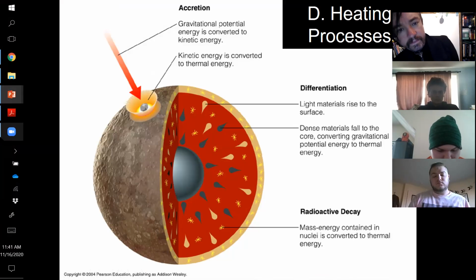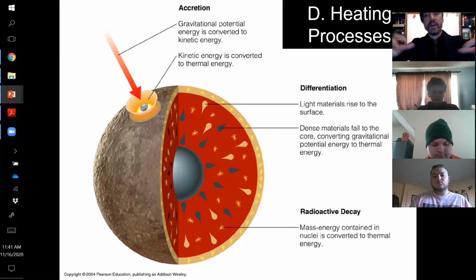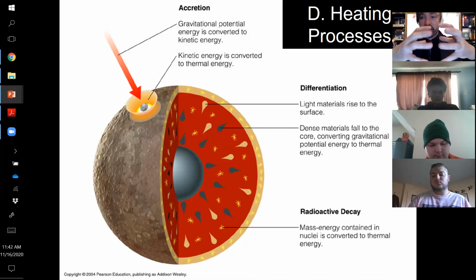These three things play a different role depending on what point in the planet's history you're thinking about, right? So when the planet first forms, accretion brings all that matter together.